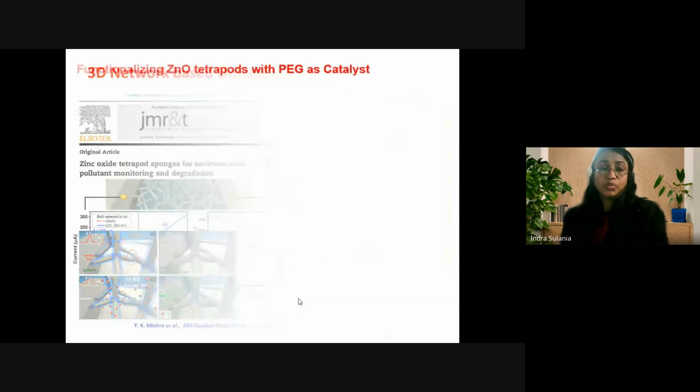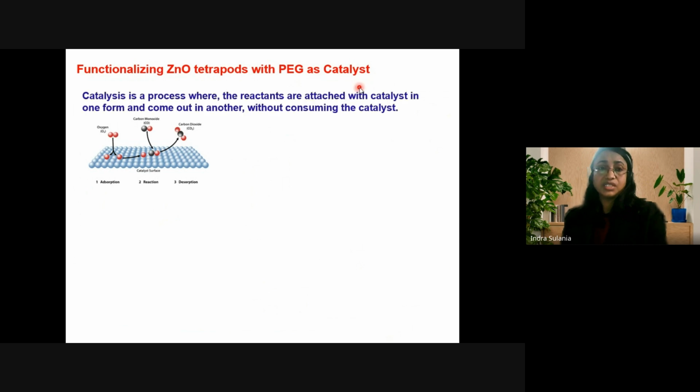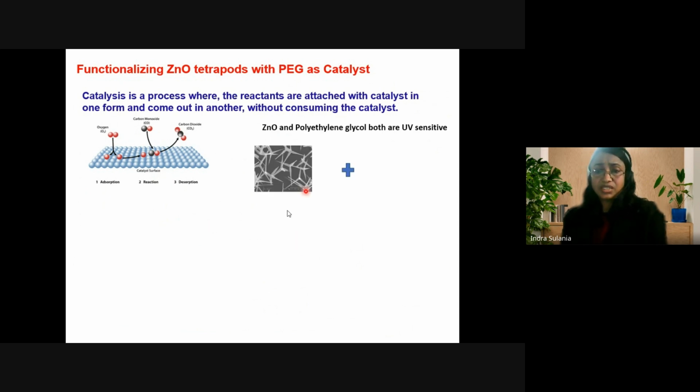Getting motivation from this, we have made a composite of PEG with the zinc oxide tetrapod to use as a catalyst. Catalysis is a process where the material itself does not get consumed, but it adds value to the reaction and makes it fast. So this is what we did.